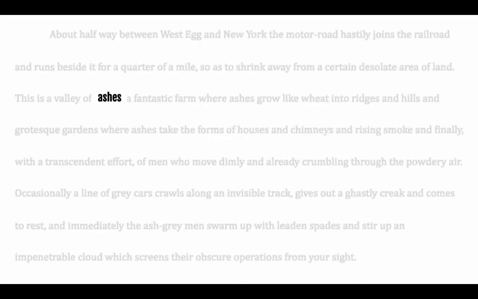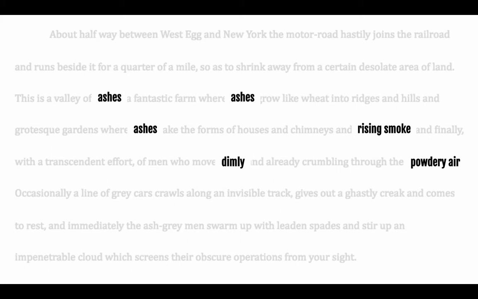So what I'm going to do is reread the paragraph from the beginning and just mark the things that are gray, dark, or ash-like. So why don't you go ahead and mark your text with me. Starting from the beginning, in the third line down, I see Valley of Ashes, fantastic farm where ashes grow. In the next line, there's ashes again. And towards the end of that line, smoke. The next line down, men who move dimly. And then there's the powdery air at the end of that sentence.